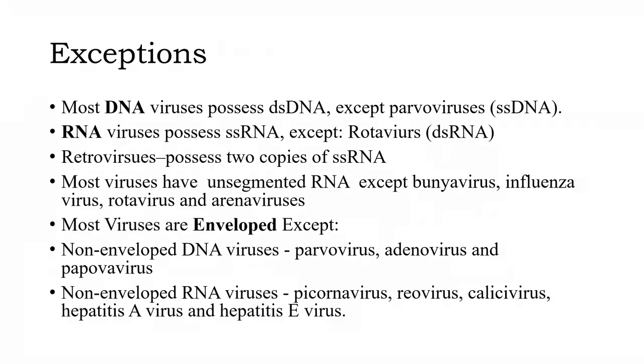There are some exceptions. Most of the DNA viruses are double-stranded DNA except for parvovirus, which contains a single-stranded DNA. RNA viruses possess single-stranded RNA, whereas the rotavirus has a double-stranded RNA. The retrovirus has two copies of a single-stranded RNA.